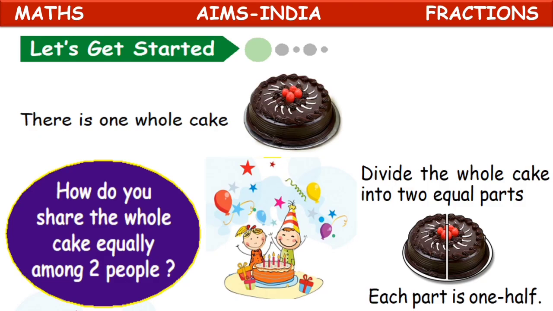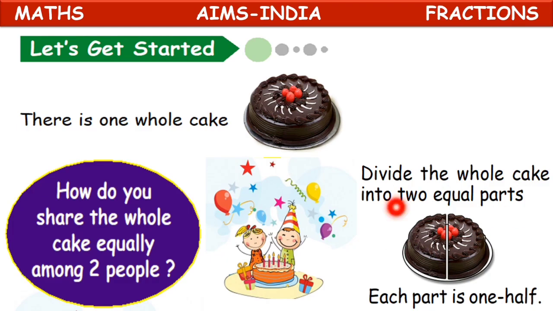Now let's get started. There is one whole cake. Can you see this beautiful chocolate cake here, children? Yummy and delicious cake? Yes. Now, how do you share the cake equally among two people? Suppose you and your brother or sister are there. Now you have to share this cake equally among these two people. Now how will we do that? Divide the whole cake into equal parts. Each part is 1/2.